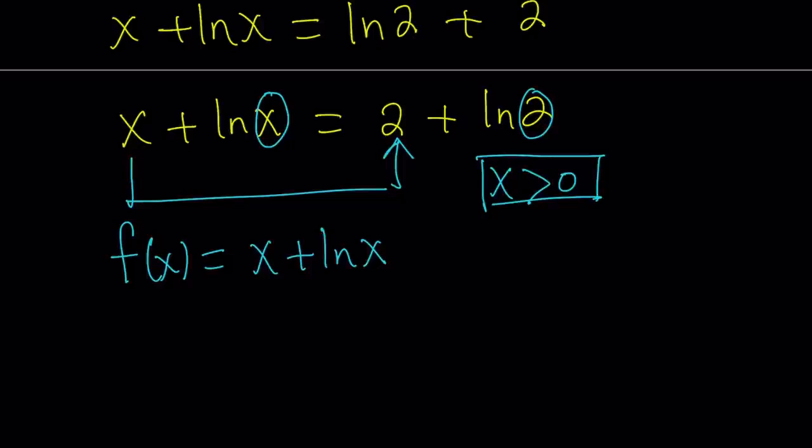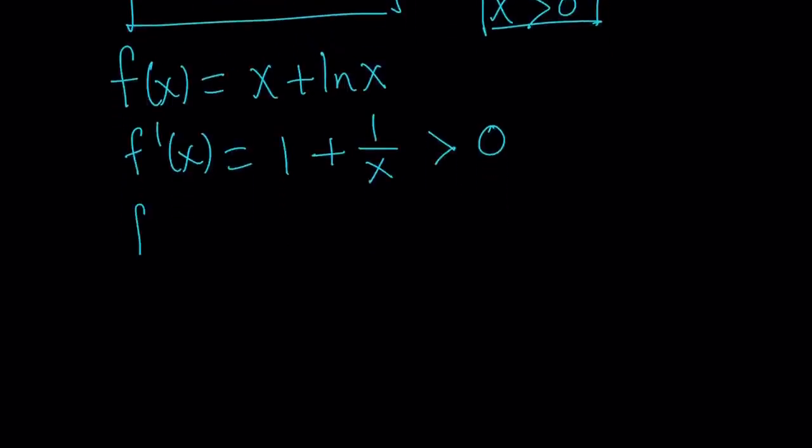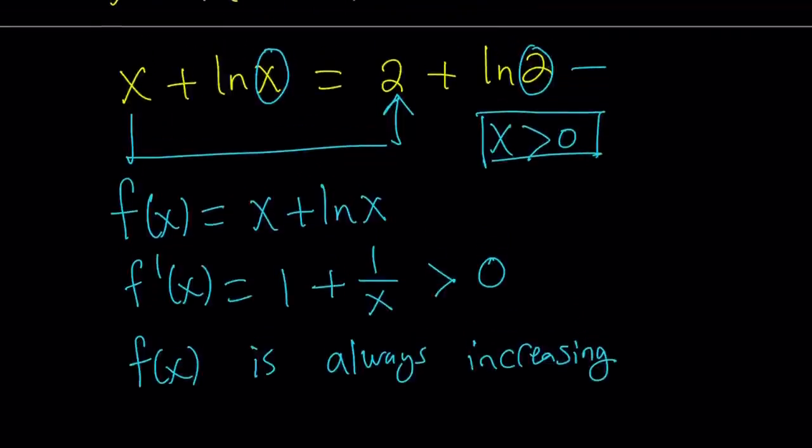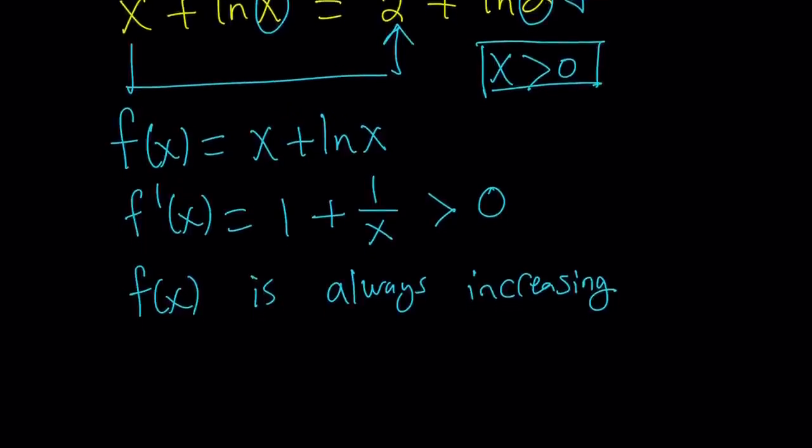Let's go ahead and differentiate this function. We get 1 plus 1 over x. And since x is positive, this is also going to be positive, which means f of x is always increasing. Of course, we're talking about the positive x values, but on that interval, it is always increasing. Great. That means we only got one solution because we have a function that's always increasing. I'll show you the graph of it in a little bit, and it's being intersected by a horizontal line. So this is a constant, therefore, y equals 2 plus ln 2 is the graph of a constant, which is a horizontal line. All right, great.